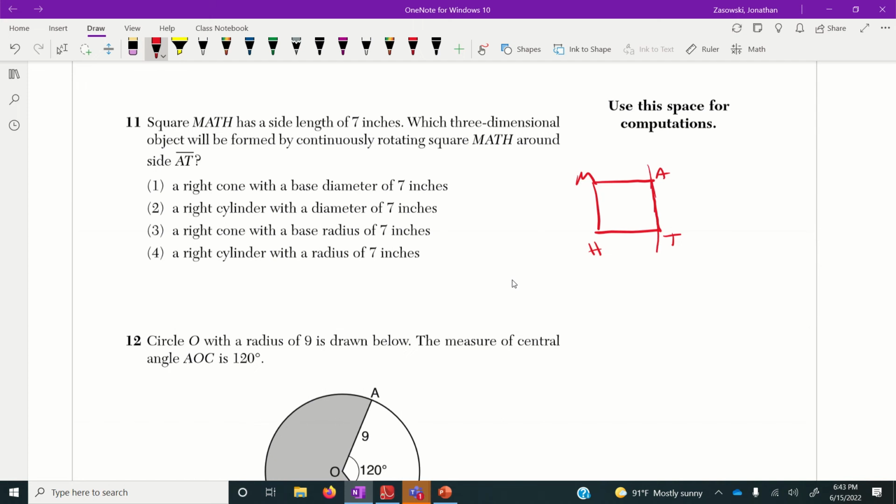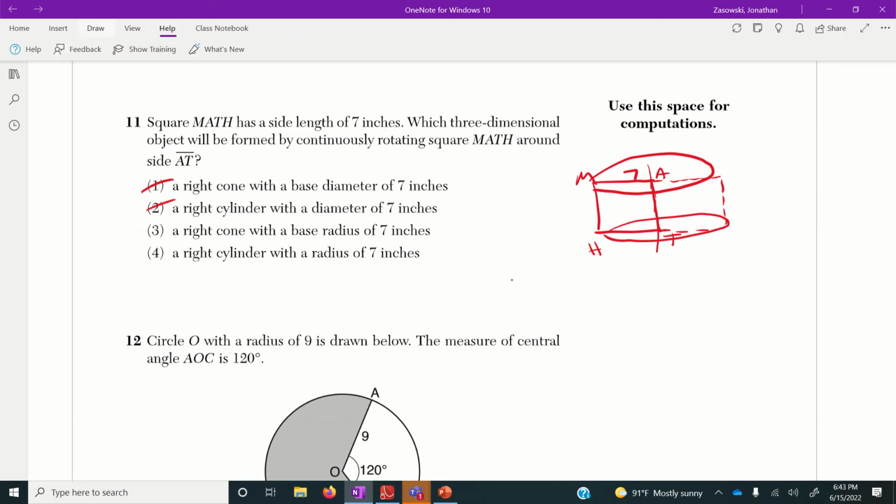This is like our axis. This shape is going to get reflected over to the other side, okay? And then we're going to trace the path the vertices take. So the vertex is going to go around in a circle here, and we're going to get a cylinder. Now, because the side length is 7, that's the radius, and the height is also 7, but the diameter is double that, that's going to be 14. So not a diameter of 7, okay? And it's not a cone, it's a cylinder, so it's going to be choice number 4.